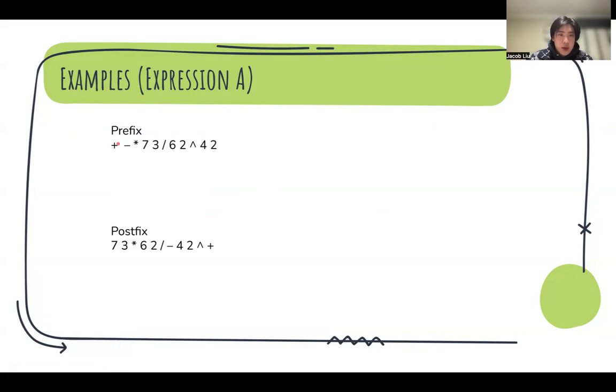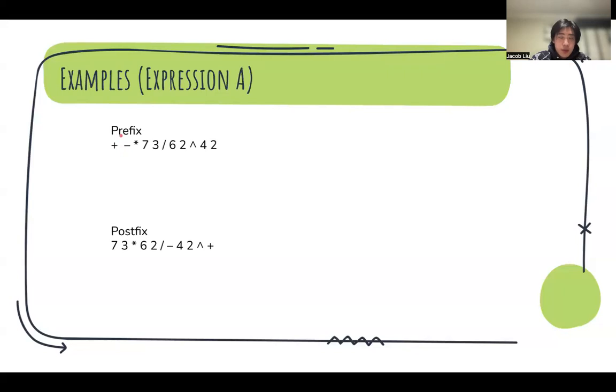Let's do this one. Evaluate this prefix expression: plus, minus, times 7, 3, divided by 6, 2, power 4, 2. Now, we know in prefix, you go from left to right, and when you get to an operator, you do the two numbers directly after it.